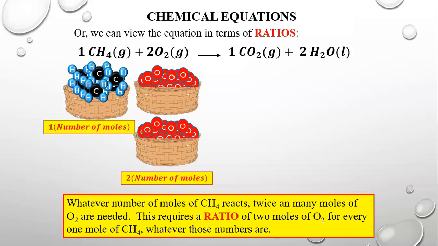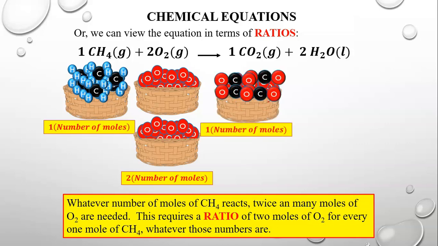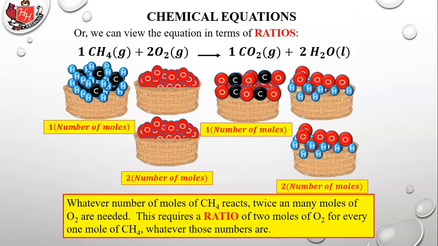Now, what is that going to produce? Well, what you do is look at the coefficients in the equation. If you have 1 mole of CH4, you have a 1 in front of CH4. If you look over to the right, you have a 1 in front of CO2. So that means you're going to get out of this reaction 1 times whatever number of moles of CH4 that you put in. So again, if you put in 100 moles of CH4, you're going to come out with 100 moles of CO2 because it's a 1-to-1 relationship. There's a 1 in front of both of those compounds. And you're going to get twice as much of the H2O.